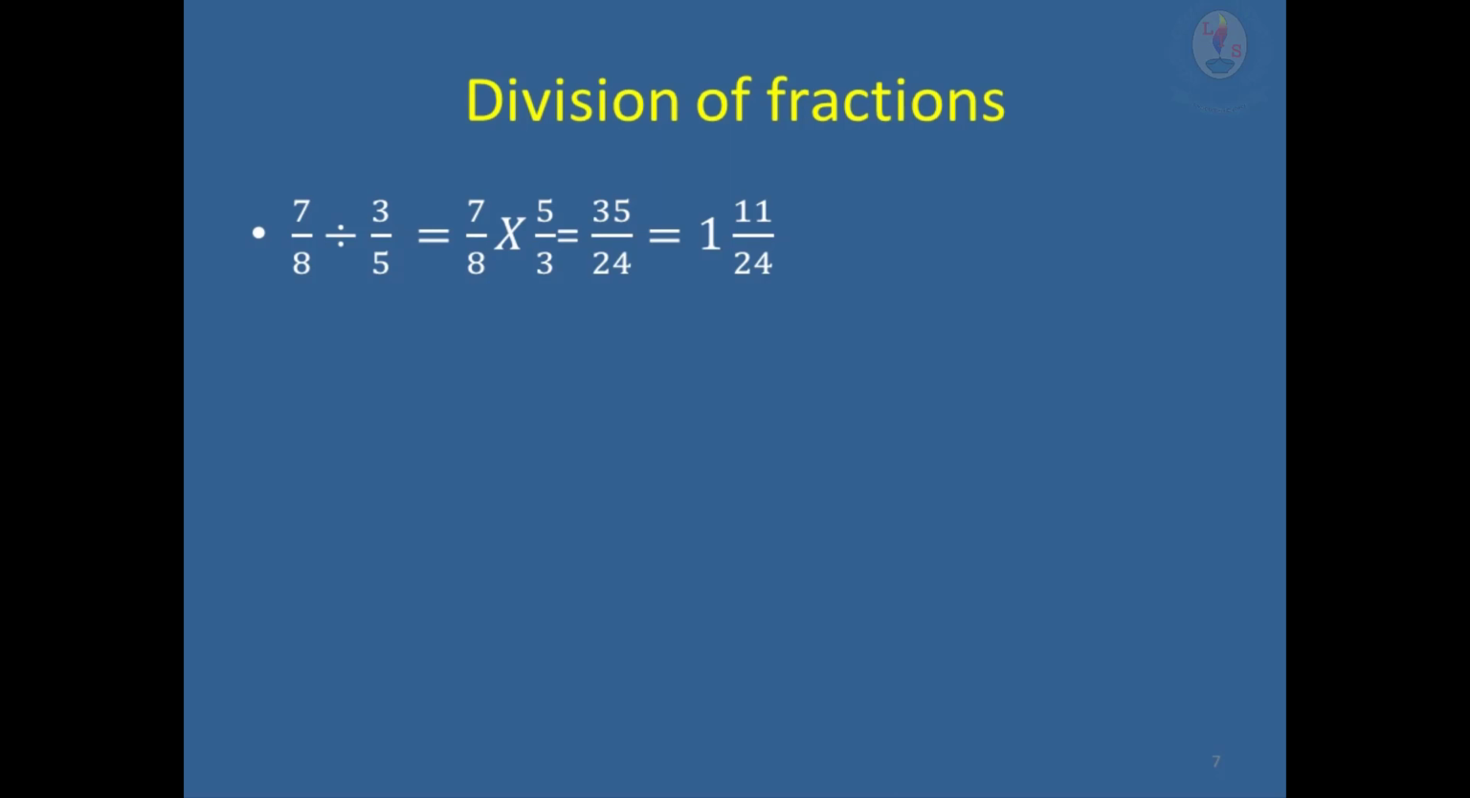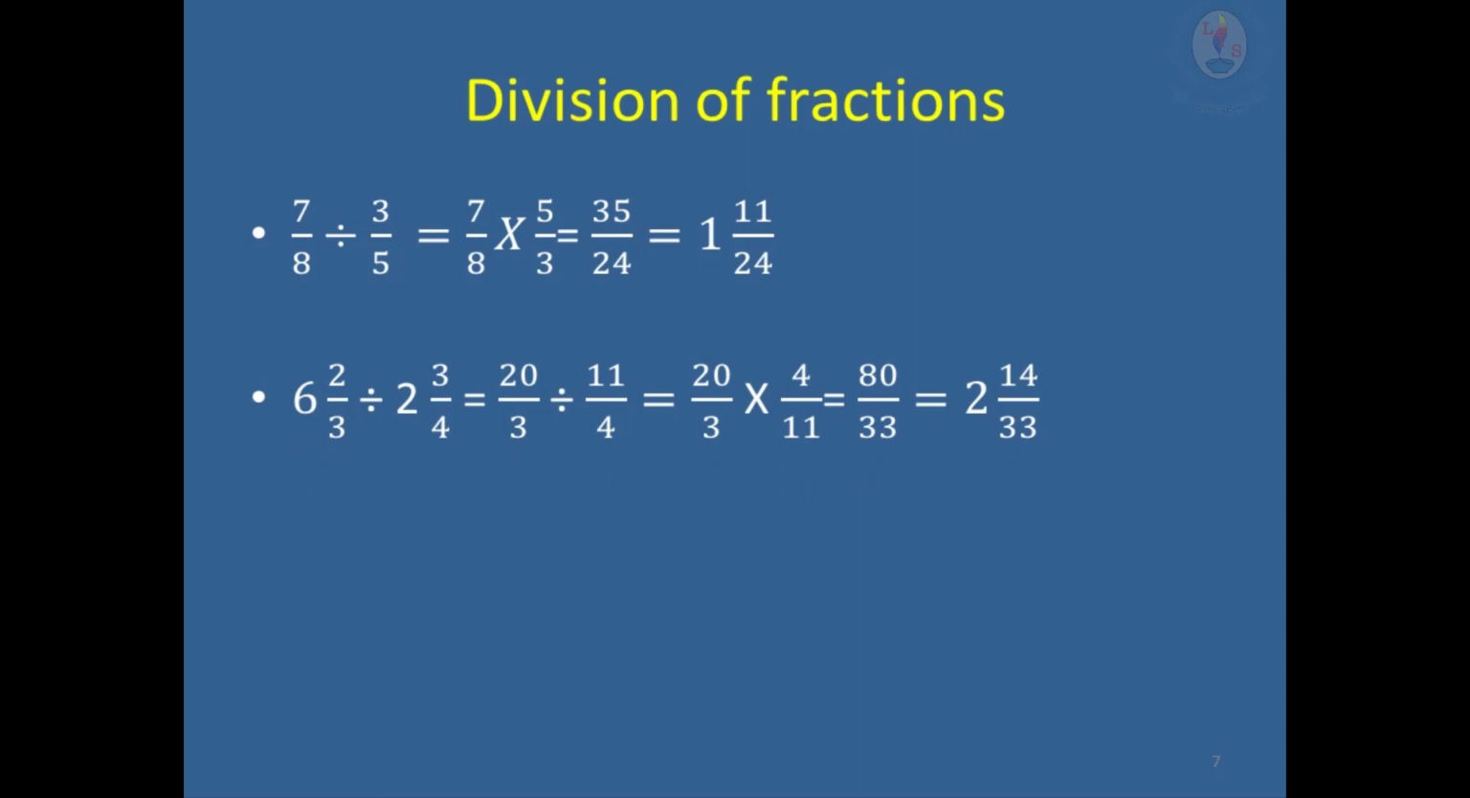7 times 5, 35. 8 times 3, 24. This is an improper fraction. So we need to write the final answer as a mixed number. How many 24s for 35? 1. Remaining 11 is there. We can write the final answer 1 11 over 24.